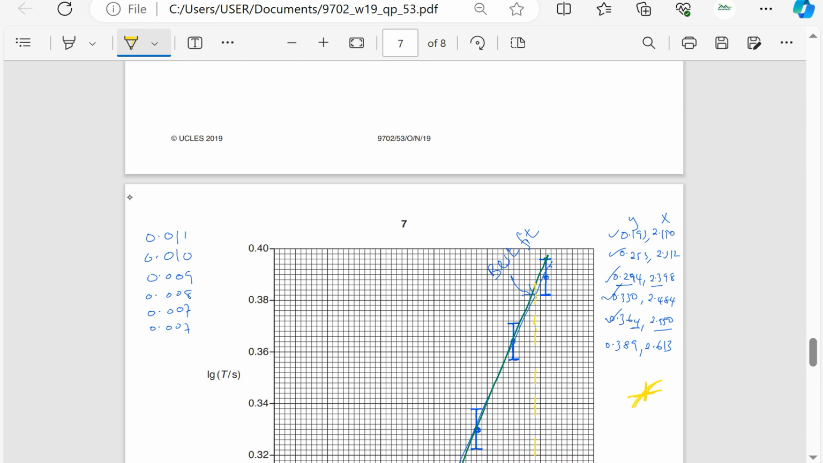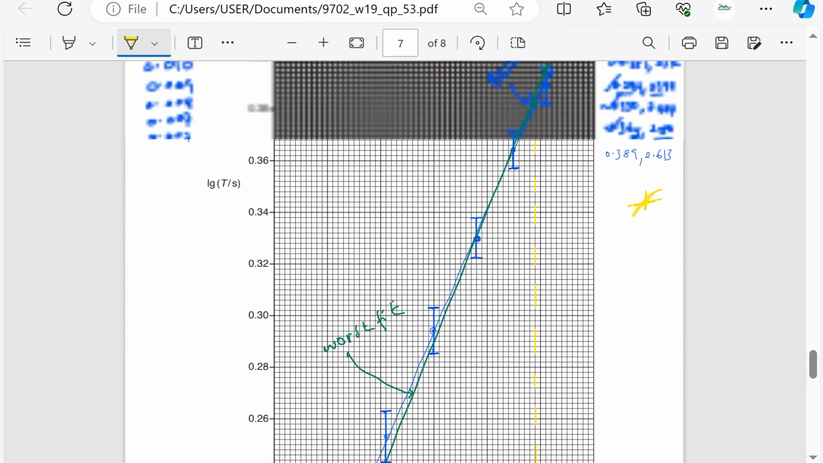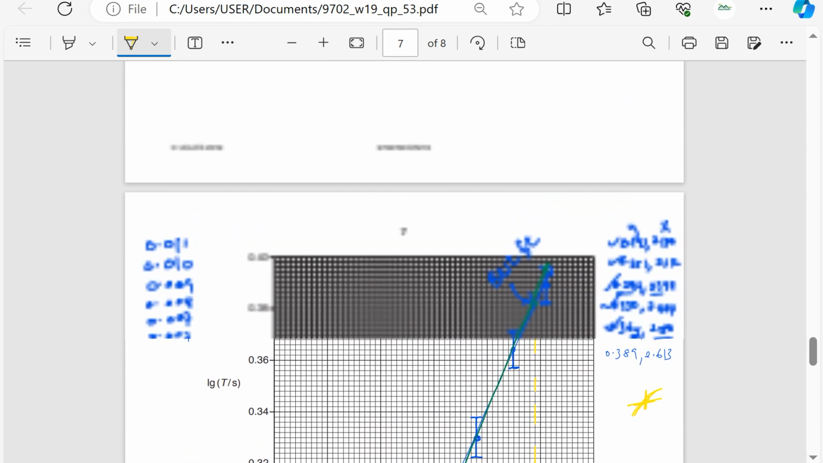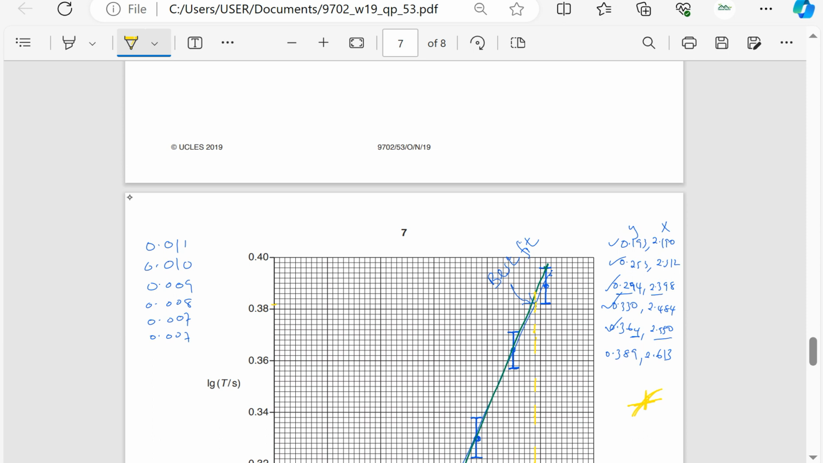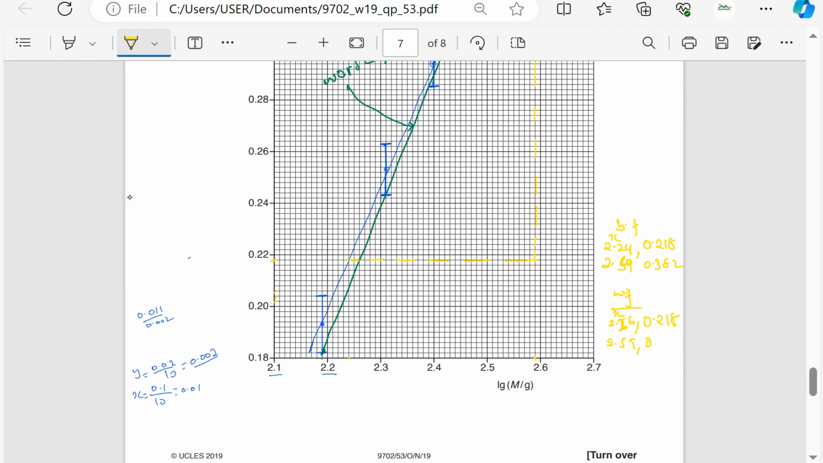Then I'll check the second y coordinates. For the blue, it is one small box on 0.38, so it is 0.382. Then for the worst fit, which is the green one, it is 1, 2, 3 boxes. That is 0.386. I've written these values here because I am doing this on a computer. If you have a question paper, you can always just transfer values to the point for the gradient.